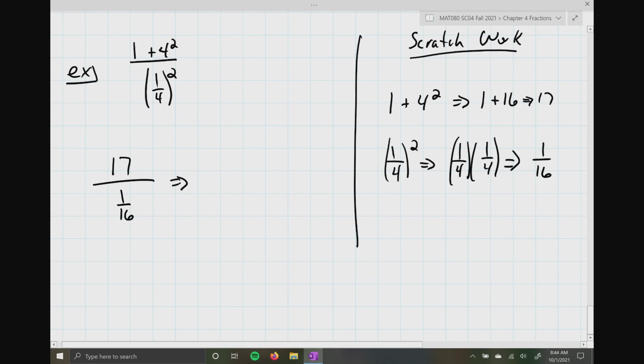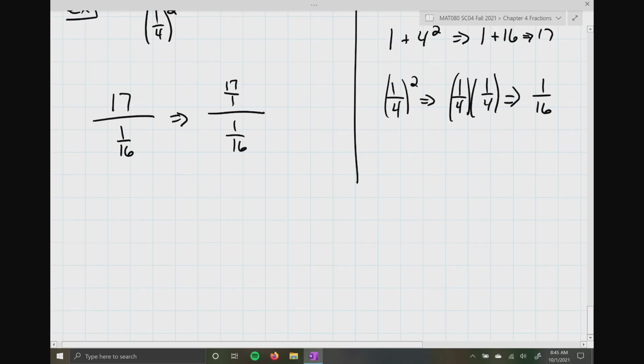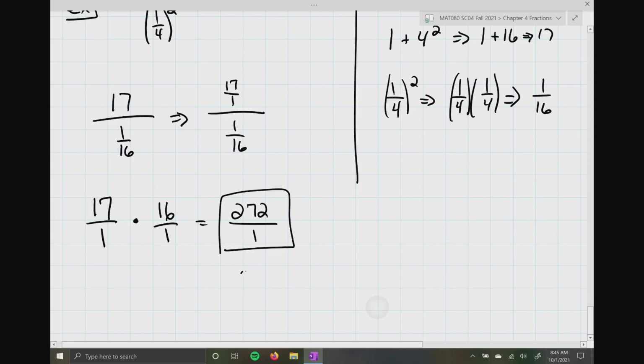So now, the next step. I noticed that I have 17, which is a whole number, divided by 1 over 16. But I can rewrite any whole number as a fraction just by putting it over 1. Now this looks a lot more doable: a fraction divided by a fraction. I rewrite the first, division changes to multiplication, and I flip the second. 1 over 16 becomes 16 over 1. And now that large number that everyone was getting actually looks really good. 17 times 16 is 272, and 1 times 1 is 1. So if you wrote 272 over 1, that's fine, or just 272.